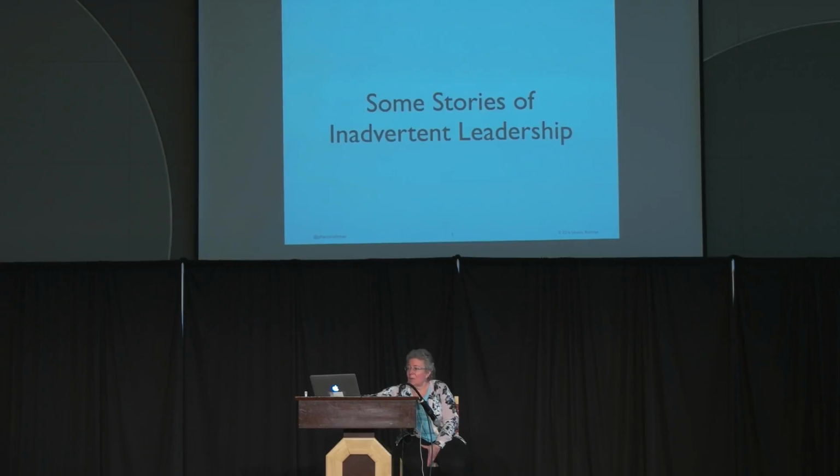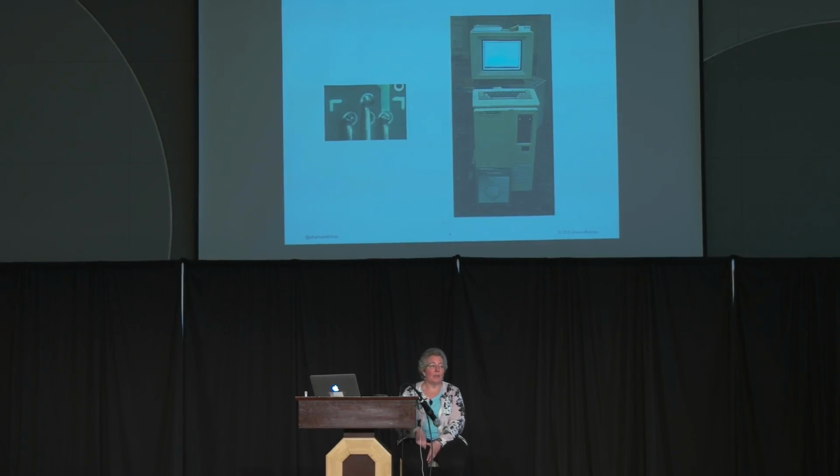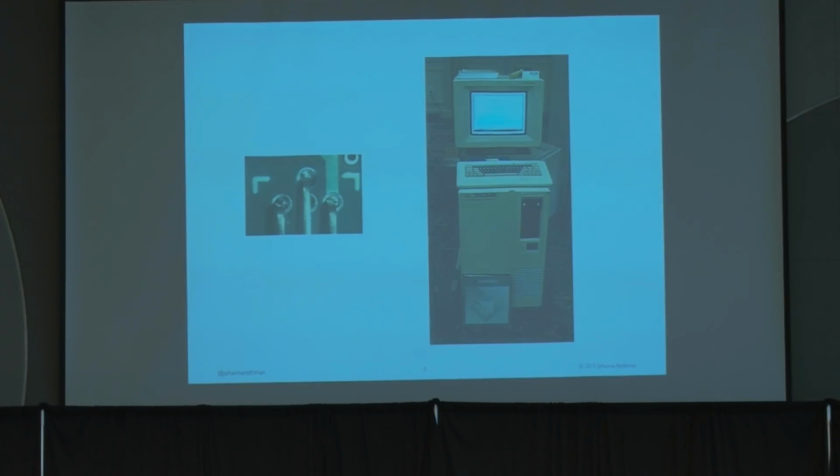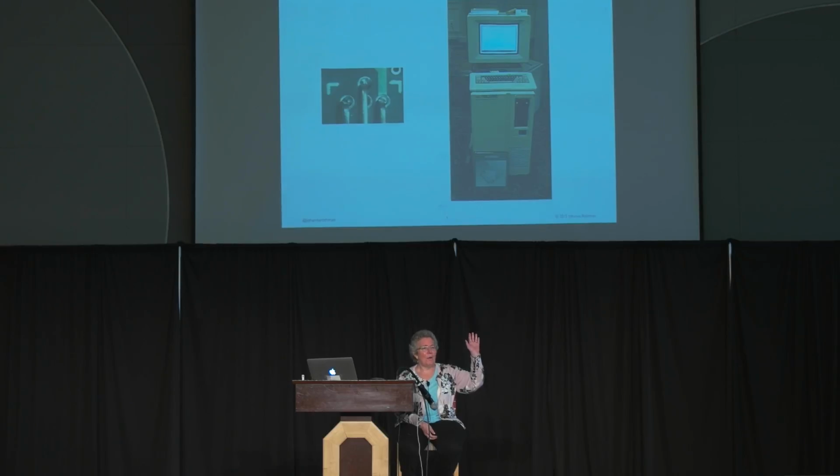So I'd like to tell you a couple of stories of what I call inadvertent leadership. The picture on the left is a picture of a printed circuit board. How many of you are old enough to remember printed circuit boards? Oh, at least some of you. This is good. So I was a software engineer working on a machine vision system to inspect the pads on printed circuit boards. The pads are those round things. And you can see that a printed circuit board is green. It's a green picture, and you can see that they were green. And the pads are a reflective silver.